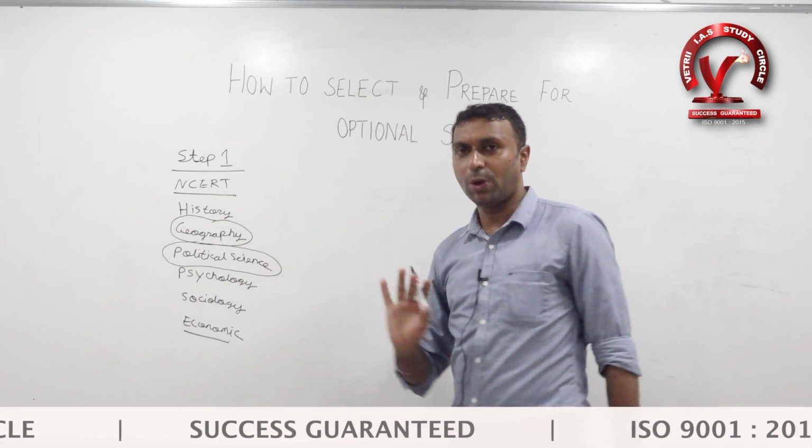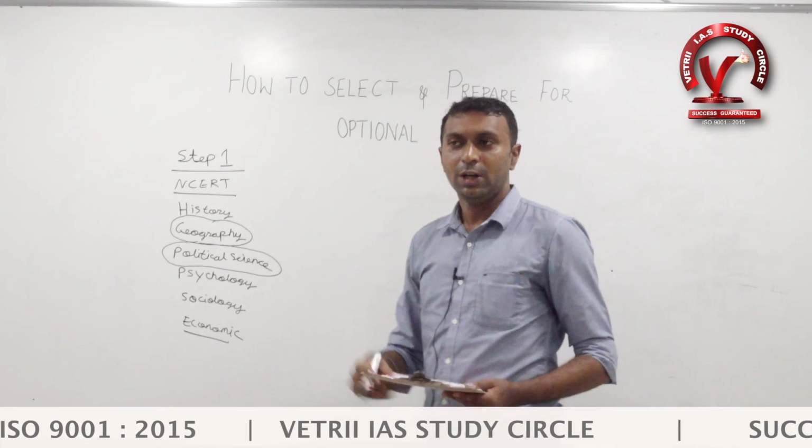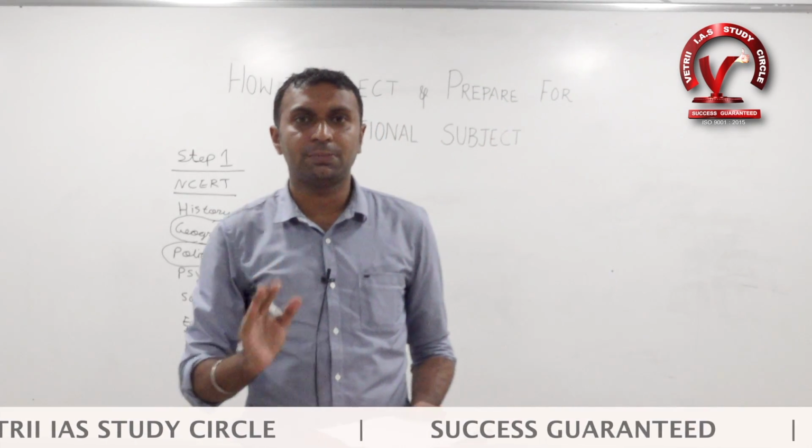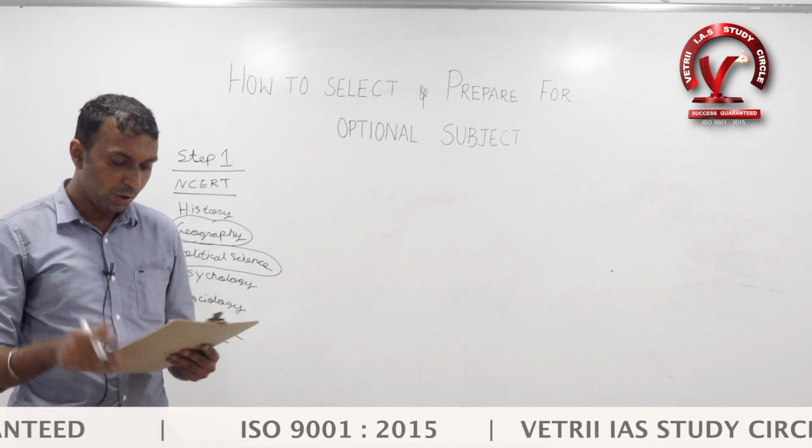So assume out of these 2 subjects you feel you are good with geography. Go ahead with geography now. Select geography as an optional subject. Example, it can be anything. Now, what do you have to do?